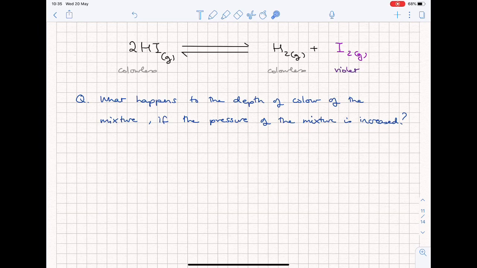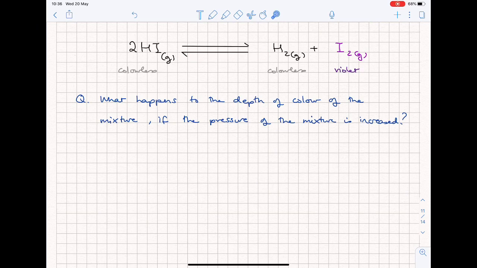So the question says, what happens to the depth of colour of the mixture if the pressure of the mixture is increased? Well, the only thing here that gives a colour is the iodine, so we want to see whether we're going to get more iodine or less iodine if I increase the pressure. So looking at the mole ratio of gases, on the left hand side we've got 2 moles of gas particles, on the right hand side we've got 2 moles of gas particles.